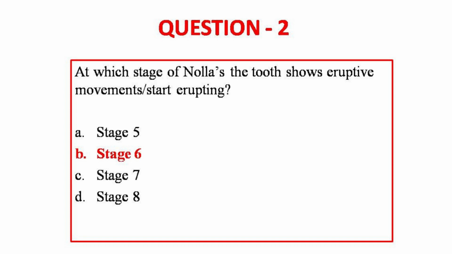See, according to Nolla, arbitrarily it's been divided into 10 stages. That is, the development of each tooth is divided into 10 stages, starting from the absence of crypt to the apical end of root completed. So if you see, the 6th stage is where the tooth eruptive movements begin, where the crown formation is complete. So the answer to this question is B.